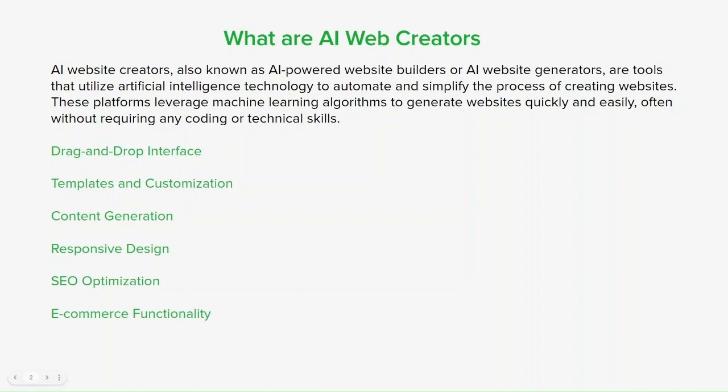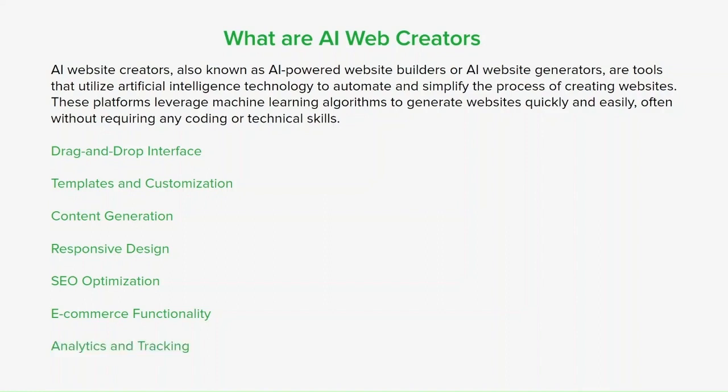Many AI website builders come with built-in e-commerce features, enabling users to create online stores, and that includes features like product catalogs, shopping carts, payment gateways, and order management systems. This allows businesses to sell products and services directly through their websites.